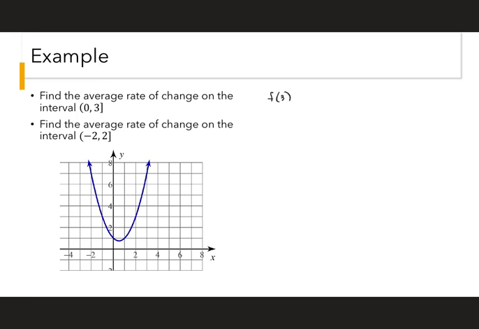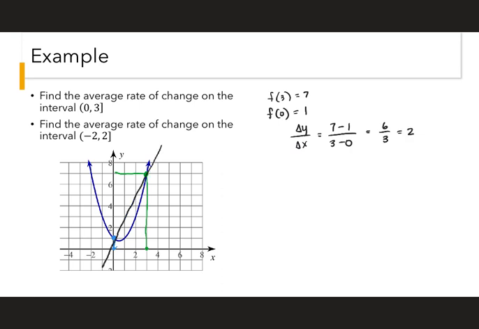So I need to find f of 3, which means I go to 3 on the x-axis, and then I go up until I hit whatever that point is, which happens to be a 7. So f of 3 is 7. Then I find f of 0, so I go to 0 on the x-axis up until I hit my graph. I hit my graph at 1, so f of 0 is 1. So delta y over delta x is going to be 7 minus 1 over 3 minus 0, which is 6 over 3, which is a 2.